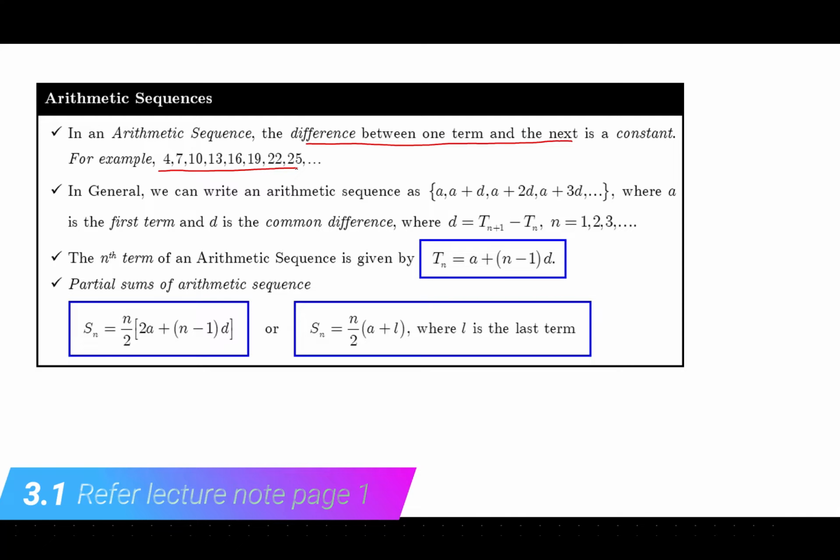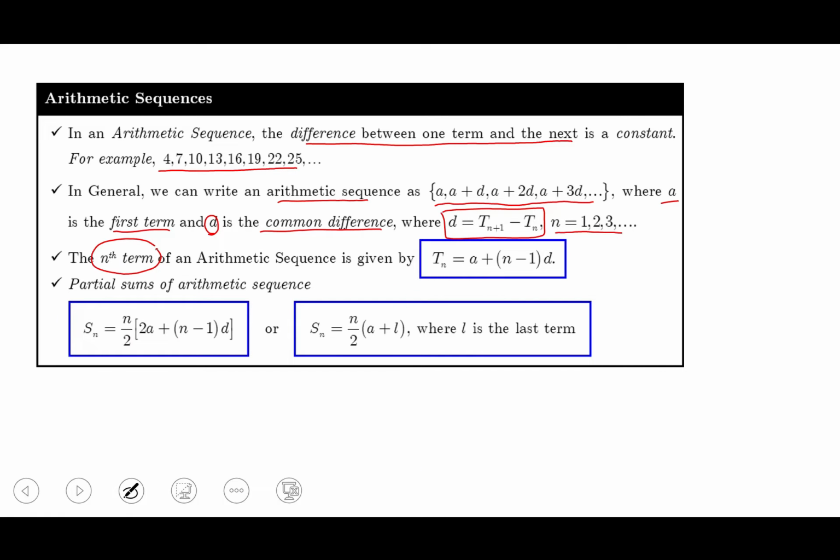So generally, we can write an AS as A, A plus D, A plus 2D, and so on, with A as our first term and D as a common difference. We can get D by using Tn plus 1 minus Tn, and note that n is always a positive integer. The nth term of an AS is given by Tn equals A plus (n minus 1)D. And we have two formulas for the partial sums of AS as follows.